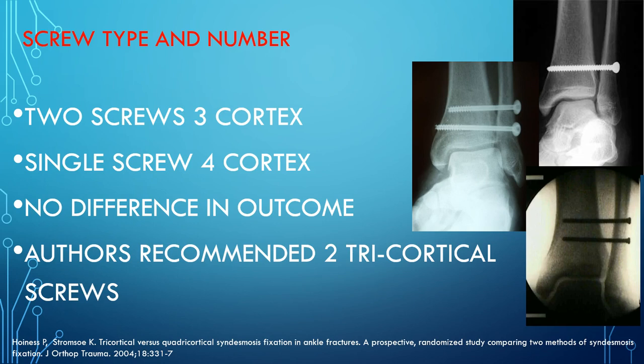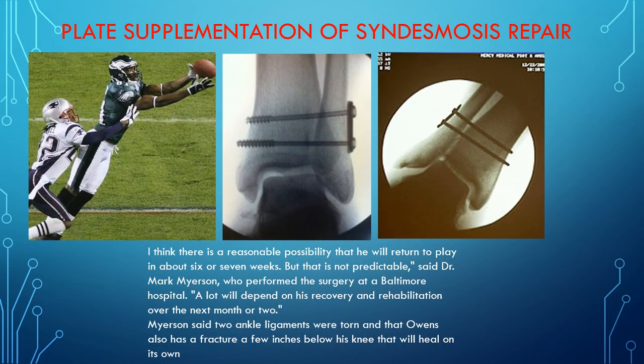Some have argued there's really no difference in outcome when we look at the results of the various fixation techniques, provided that the patient is adequately reduced and the surgery adequately performed and the post-op rehabilitation was properly followed. In this particular study, authors recommended 2 tricortical screws. This was the famous injury to the ankle joint of Terrell Owens, the Hall of Fame receiver.